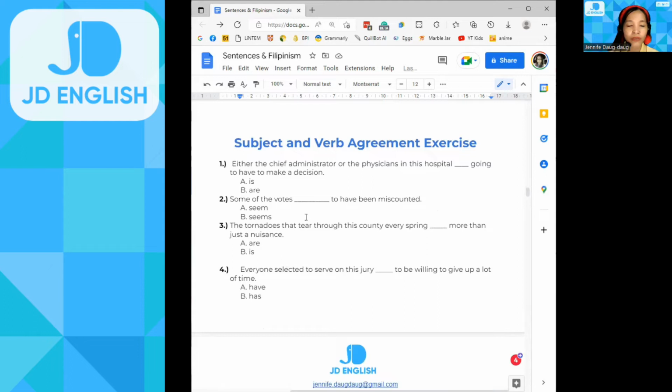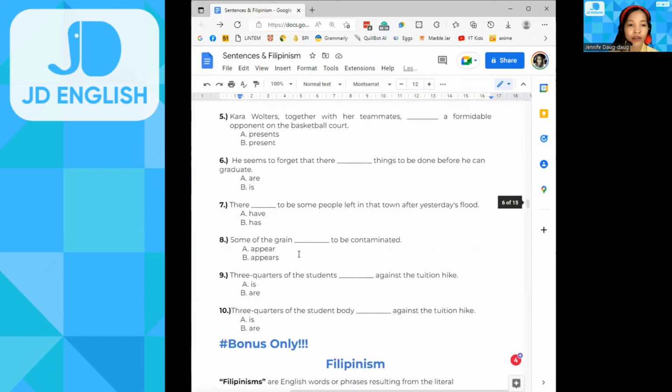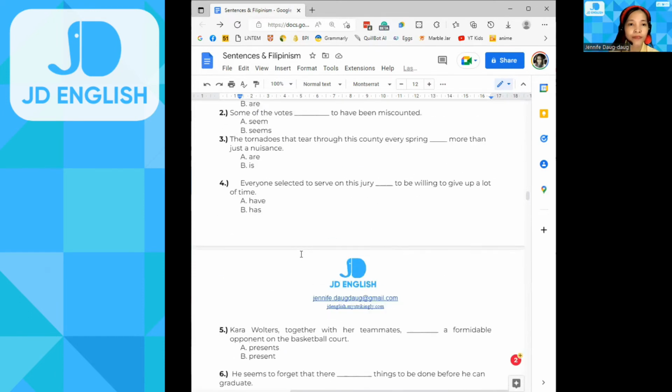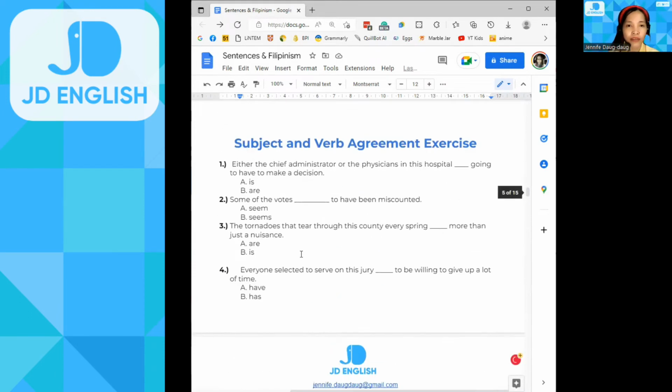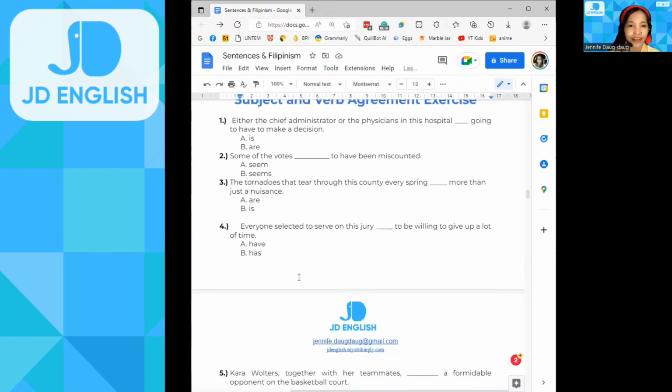Now, we are going to have the subject and verb agreement exercise so you can answer it and you may pass it in the Google Classroom. So there are 10 items in this exercise.